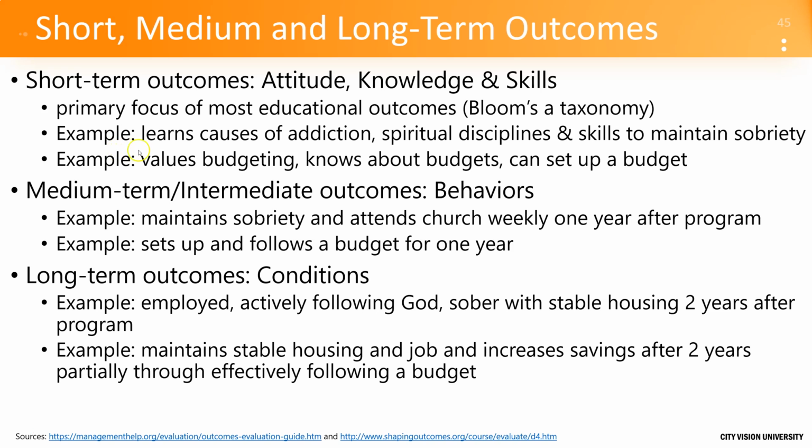So an example might be, you learn the causes of addiction, you might learn spiritual disciplines, you might learn some skills to maintain sobriety. Or, on the attitude, you value budgeting, you know about budgeting, you can set up a budget. Now, the medium-term outcome related to both of those, that's going to be behavior. So maintaining sobriety, attending church weekly 1 year after a program. Or on the budgeting example, you might value and know a budget, but are you actually setting up and following a budget? So that would be the behavior, right?